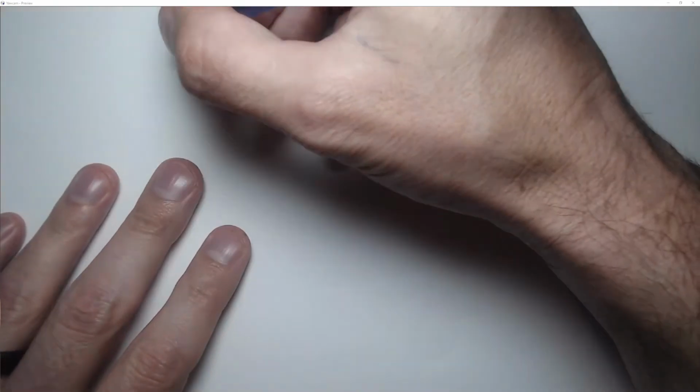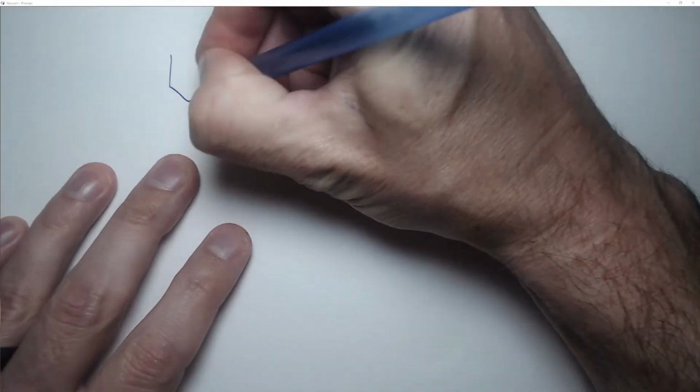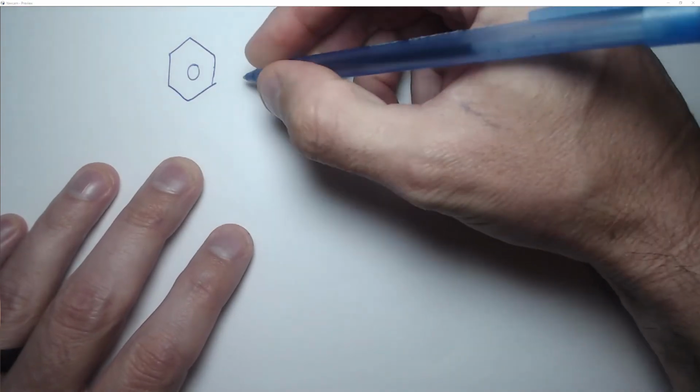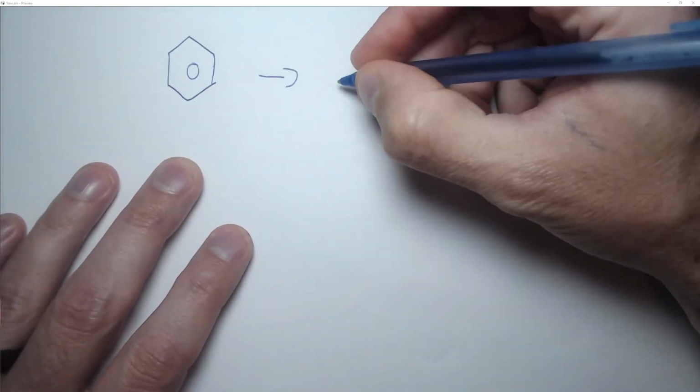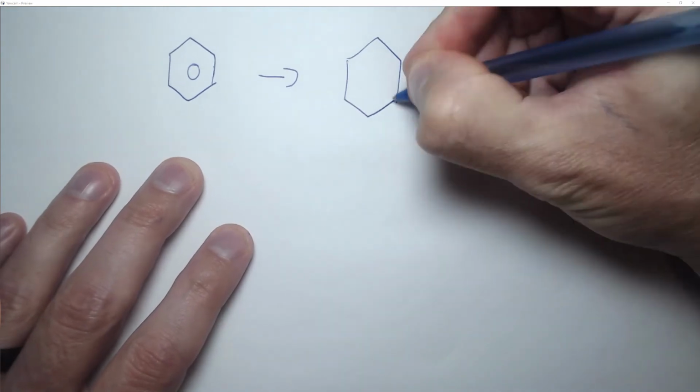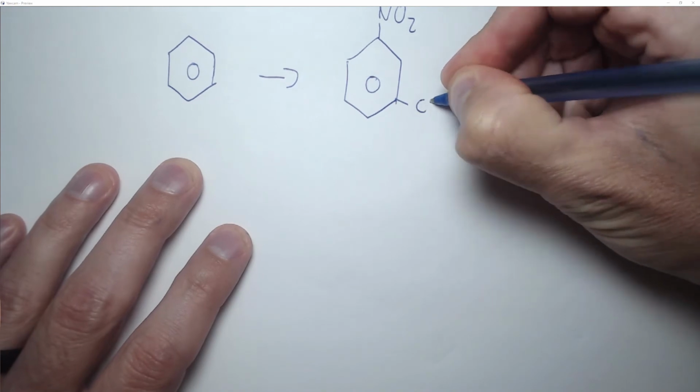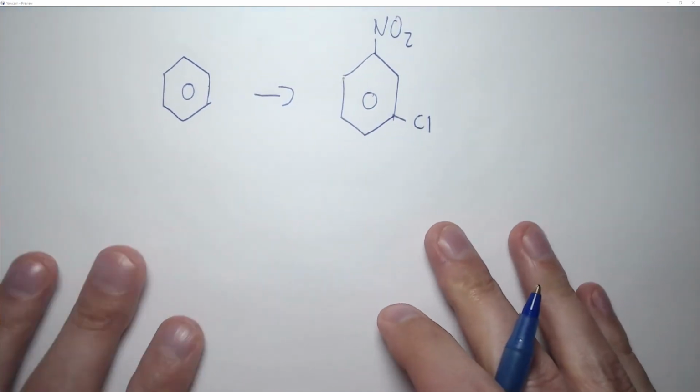So in this last section, we're going to go through 3 examples where we are given a starting material, which will be benzene, and we're asked to make a specific product. So let's take a look. In the first example, we start with our benzene, and ultimately we want to make a benzene with a nitro group and a chloro group, like so.